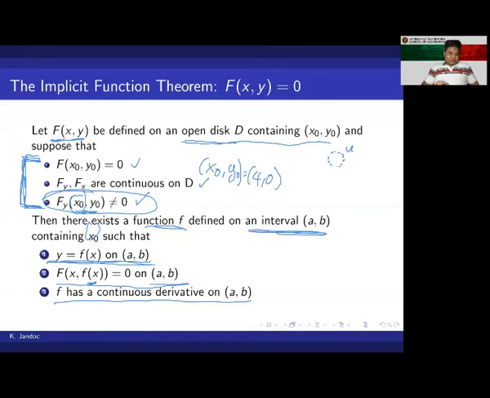Okay, so here are the three conditions given by the implicit function theorem. Now, the implicit function theorem is silent on the functional form of f. It just says that there is an f. But what it does is justify the use of implicit differentiation, which will be the subject of the theorem in the next slide.